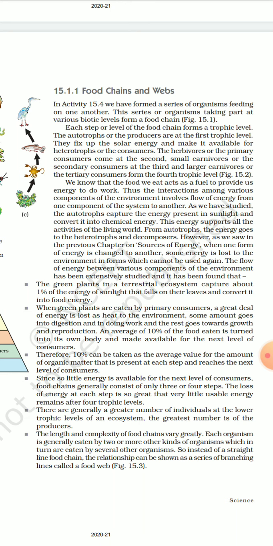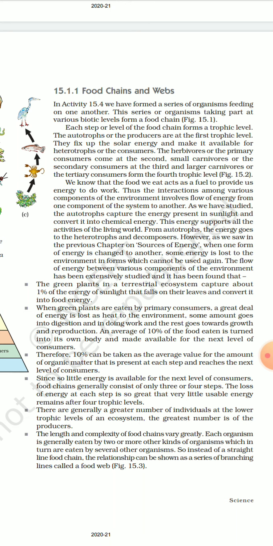We know that the food we eat acts as a fuel to provide us energy to do work. Whatever we eat is broken down to produce energy. And thus the interactions among various components of the environment involve flow of energy from one component of the system to another. In other words, the interaction among the various components of the environment, abiotic and biotic, leads to the transfer or exchange of energy from one component to another.